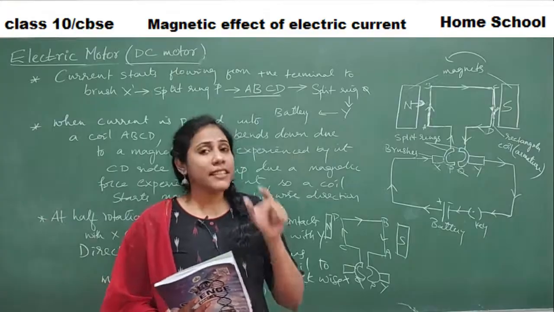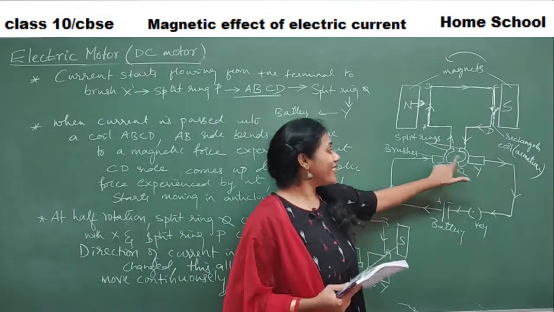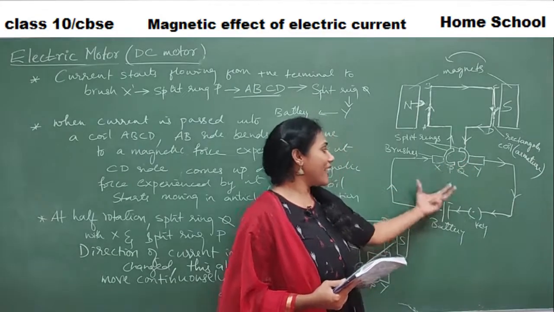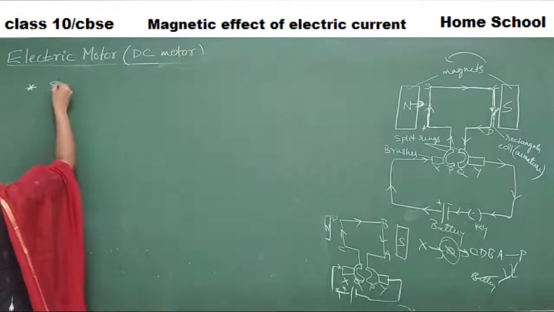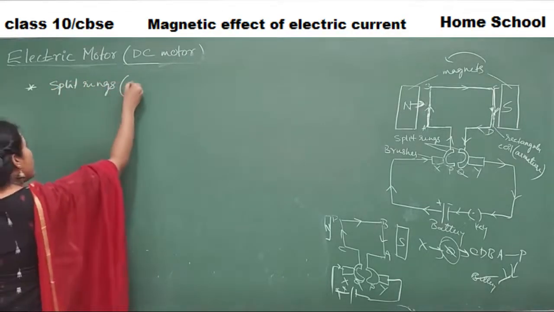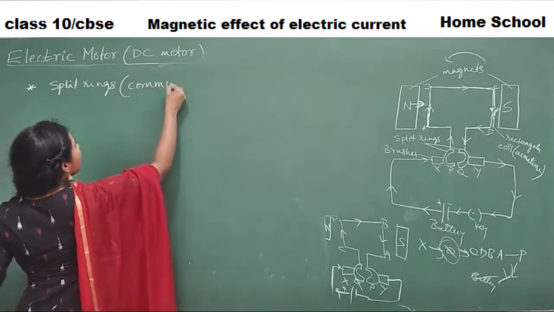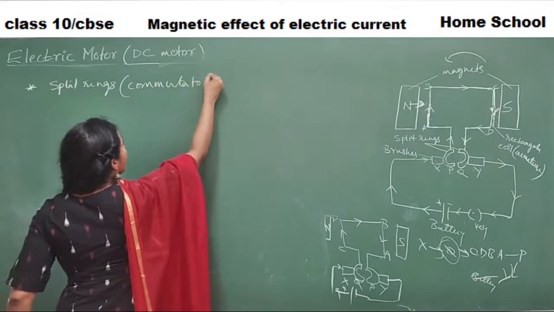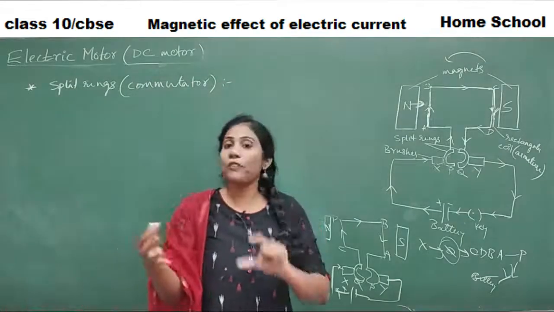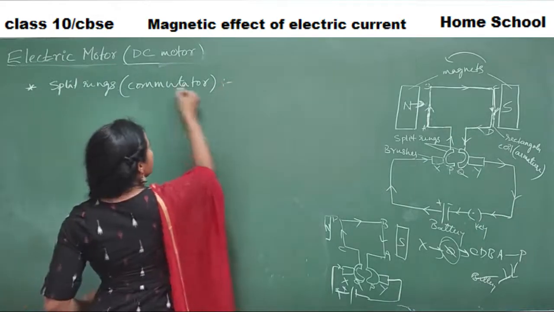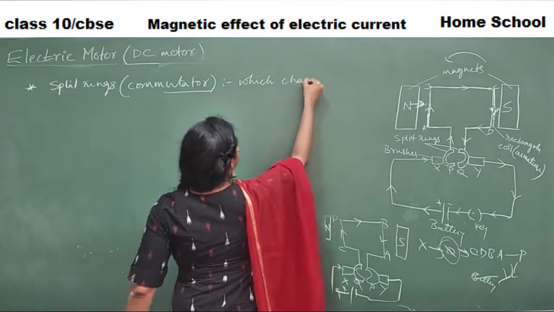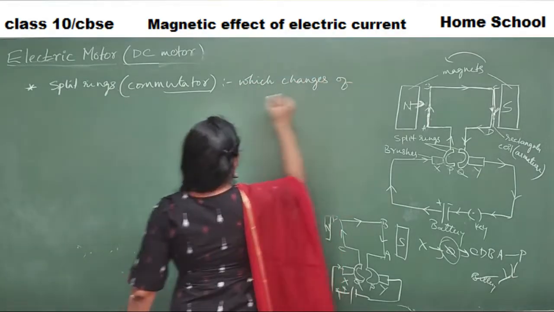Now let us discuss more about these split rings and these brushes. Let us discuss why these brushes are there in a circuit. We spoke about the split rings, isn't it? So these split rings are also called a commutator. Commutator in the sense, the one which can change the direction of current. Commutator in the sense what, guys? Which changes the direction of current.